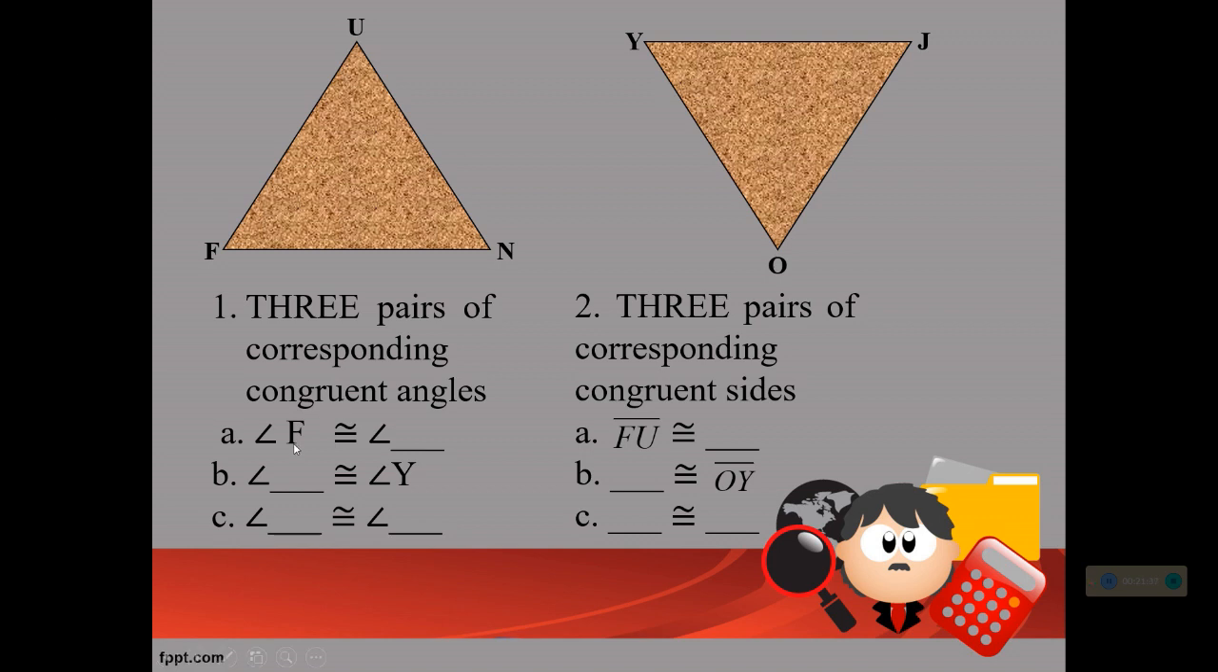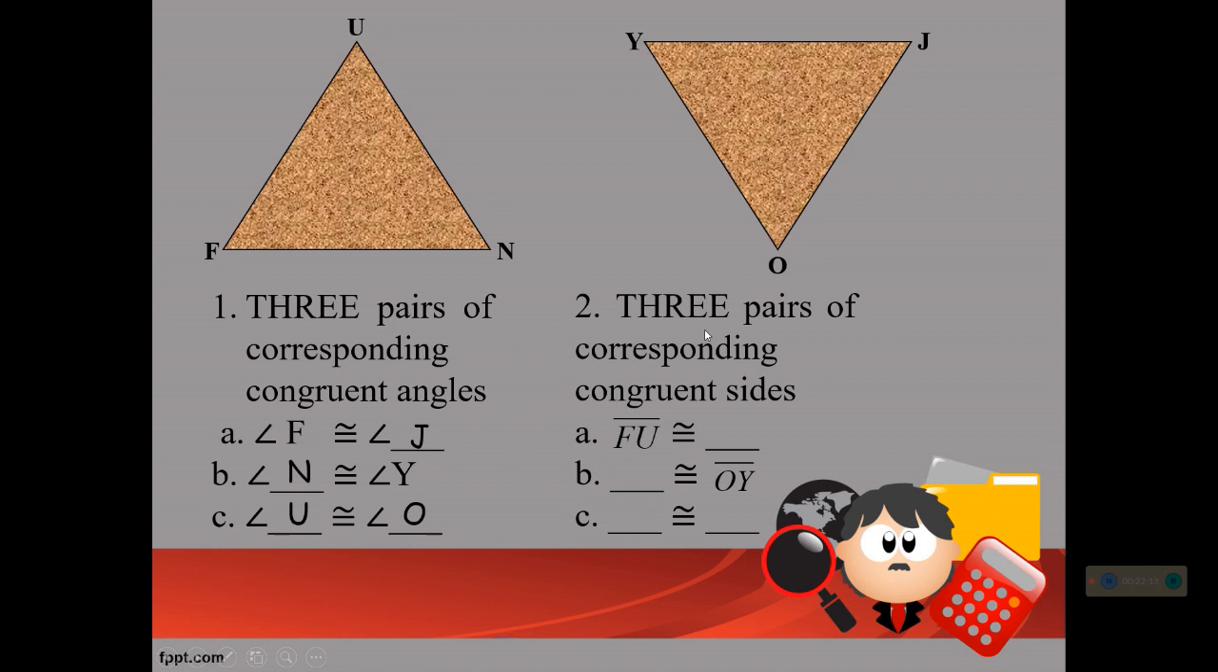So we have here angle F. Which do you think is congruent to angle F? That's correct, angle J. How about letter B? Angle blank is congruent to angle Y. Yes, that is angle M. How about letter C? Which are the parts that are not seen on the slide here? Yes, angle U is congruent to angle O.